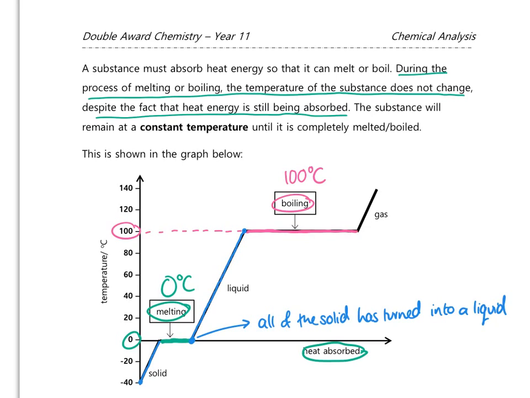So even though it's absorbing more heat in order to change from a liquid into a gas, the temperature is not rising. So again, we see this during the process of boiling this time, the temperature of the substance does not change, despite the fact that heat energy is still being absorbed. So heat is being absorbed, our water is changing into steam, boiling is happening.